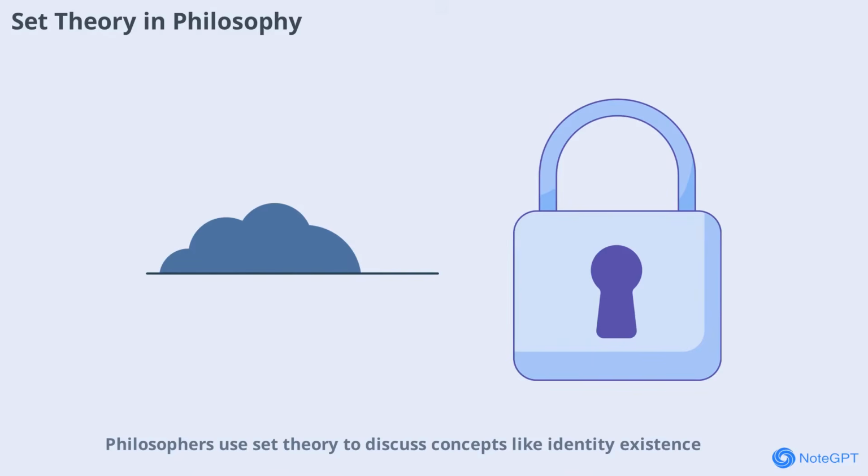Philosophers use set theory to discuss concepts like identity, existence, and classification. Set theory helps clarify debates about what it means for something to belong to a group or category, making it a valuable tool in philosophical analysis.